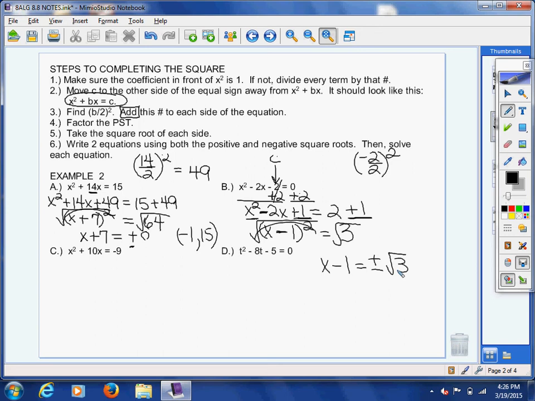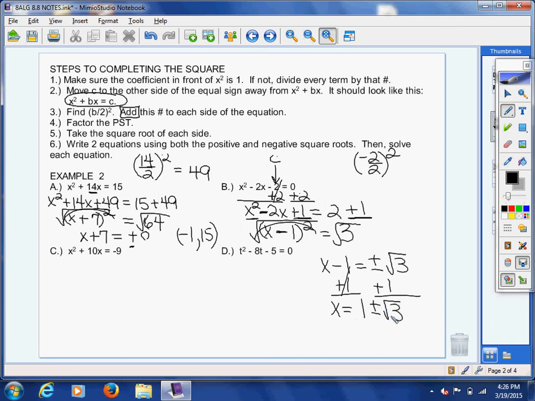But I can't take the square root of 3 and get a whole number, so I'm not going to do it. Last step, just get x by itself, and we're going to add 1 to each side. Okay? Now, square root and a non-square root are not like terms, so the best I can do is say positive 1 plus or minus the square root of 3.